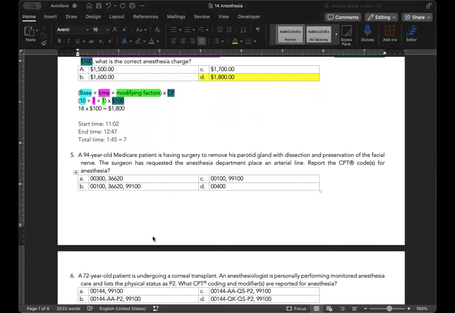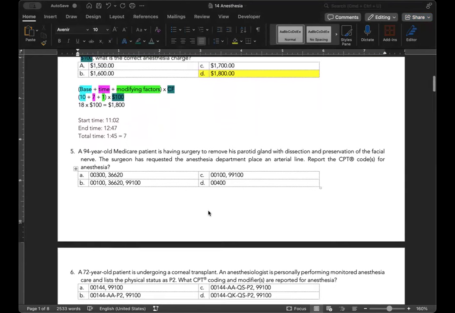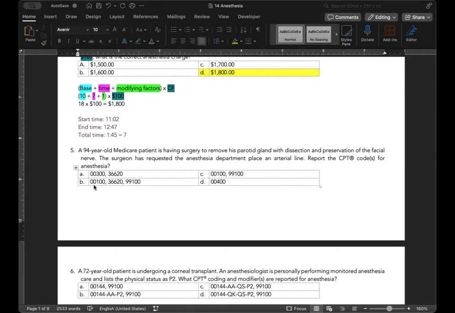All right, let's look at number five. A 94-year-old Medicare patient is having surgery to remove his parotid gland with dissection and preservation of the facial nerve. The surgeon has requested that the anesthesia department place an arterial line. So, what CPT code or codes are we going to report for the anesthesia? So, let's look at this from a process of elimination standpoint. Okay. We have two options that have the 00100. So let's go look at that code and see if that matches our procedure.